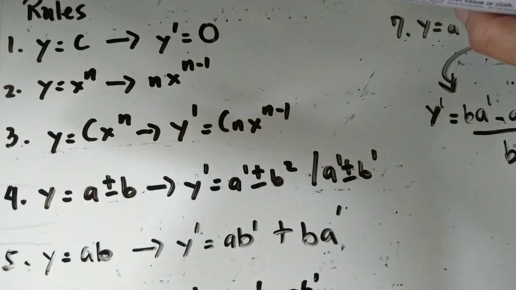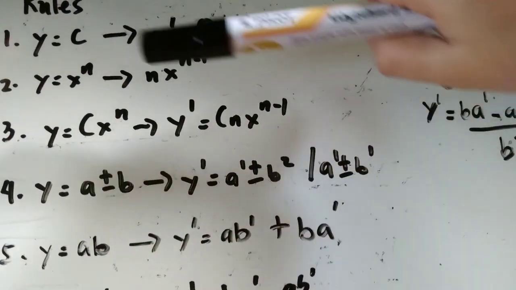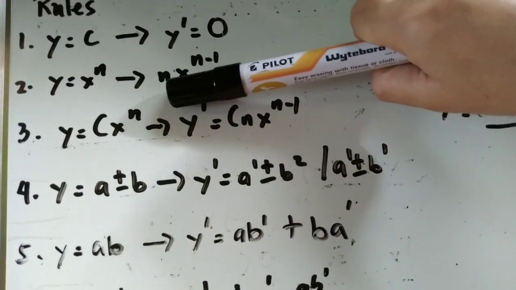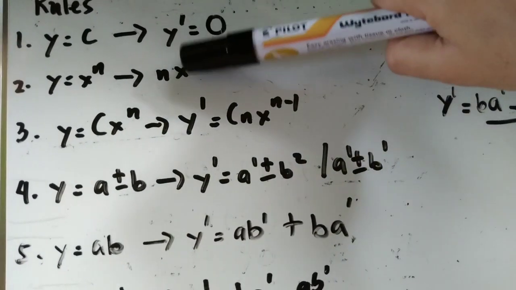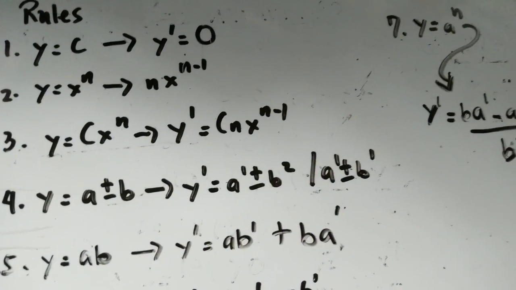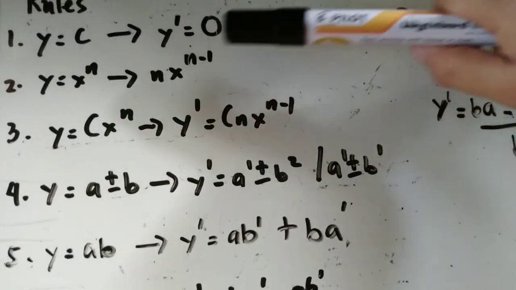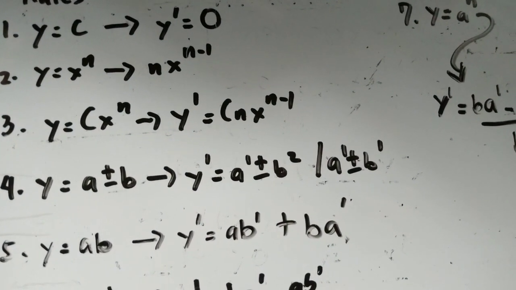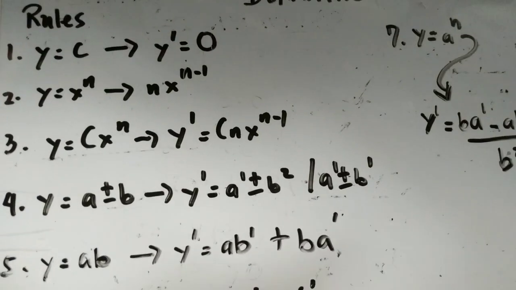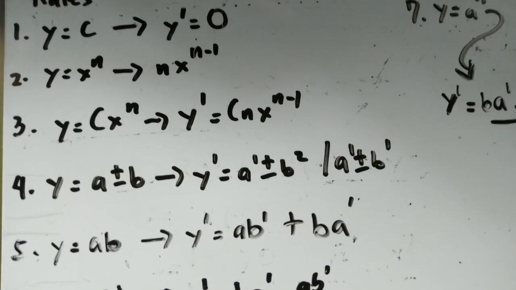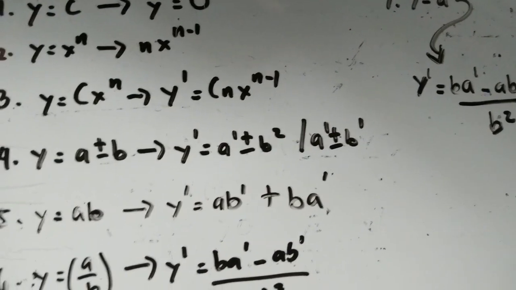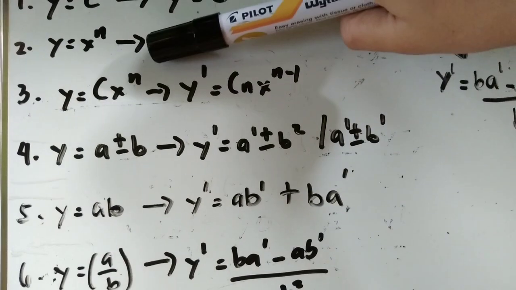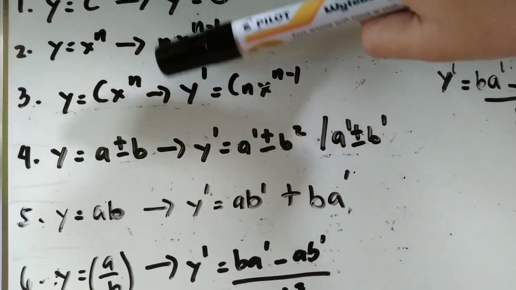Then the second rule, we have the power rule. y equals x raised to n. The derivative of that is n x raised to n minus 1. Always remember that if we're going to find the derivative, we subtract 1 from its exponent. And then rule number 3, we have y equals a constant times x raised to n.